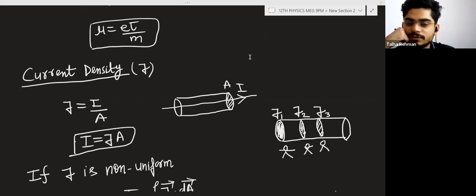Got my point, Hamza? Please write in the chat box if you have understood how the current density is uniform and what the meaning of that is.